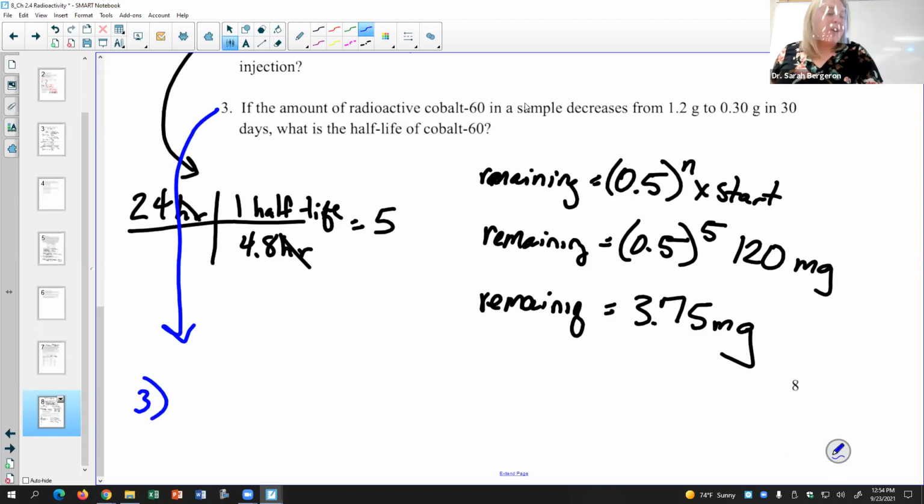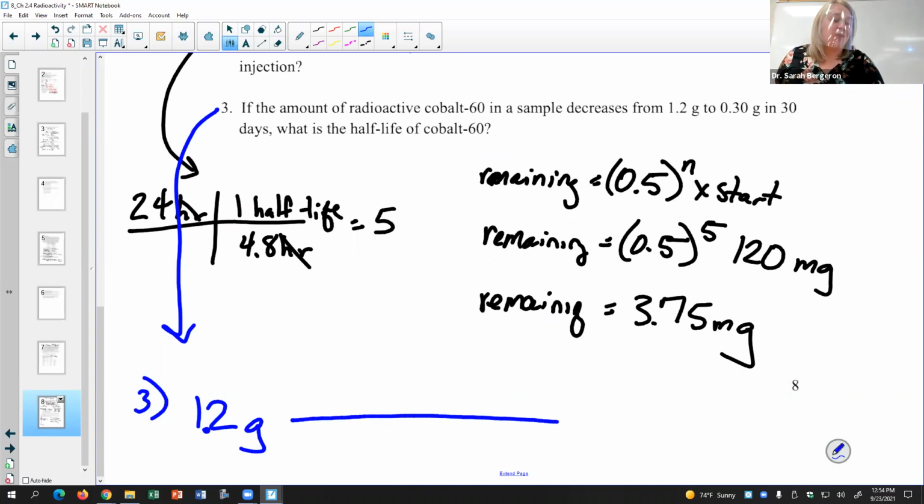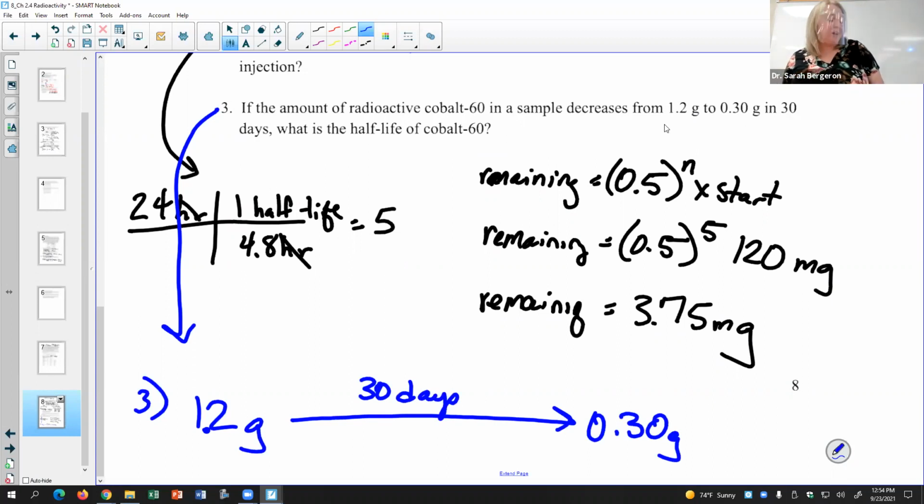If the amount of radioactive cobalt-60 in a sample decreases, oh, now this is a different way to ask this, decreases from 1.2 grams to 0.3 grams in 30 days, what is the half-life of cobalt-60? If we start with 1.2 grams, right? And over the course of 30 days, we convert to 0.3 grams. This is 30 days, right? How do we find out what 1 half-life is?